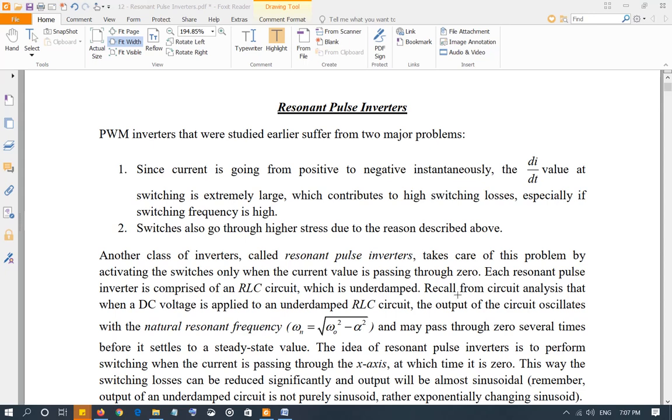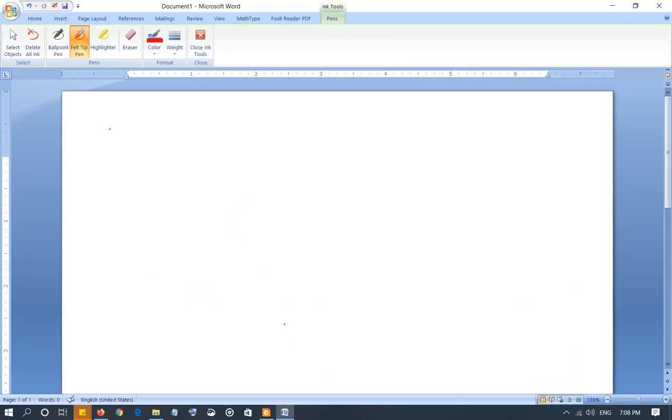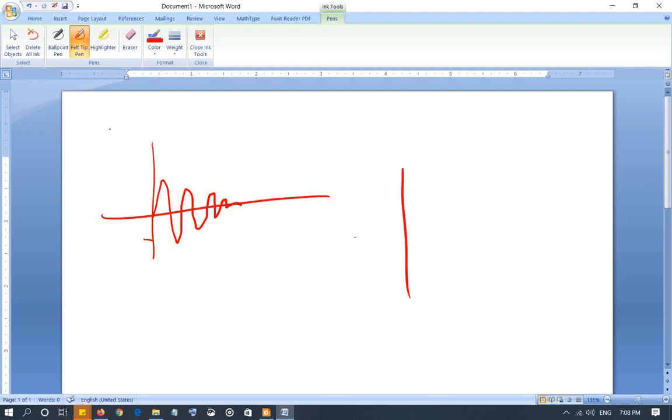In resonant pulse inverters, that's not the case, because the idea of resonant pulse inverters is, if you remember from circuit analysis, RLC resonant circuits. So the idea is, if you have an underdamped RLC circuit, we know that the current of that underdamped RLC circuit changes based on the frequency of the sinusoid, something like an exponentially decreasing sinusoid, and if you have a step function, then it will be something like that. It's going to go to a steady state value.